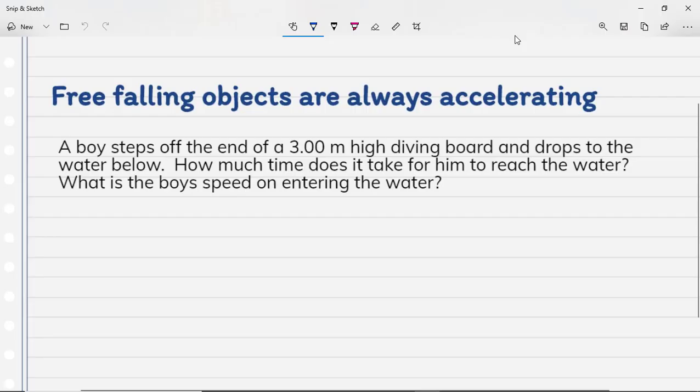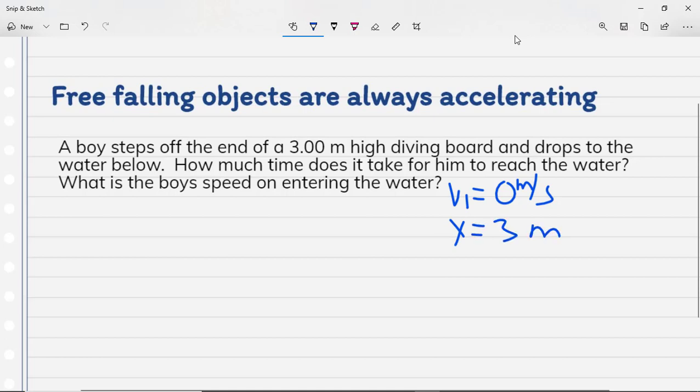A boy steps off the end of a 3-meter high diving board and drops to the water below. How much time does it take for him to reach the water? What is the boy's speed on entering the water? So let's do a little bit of variable identification. Boy steps off the end, so his initial velocity, v1, is going to be 0 meters per second. We have a distance traveled of 3 meters.